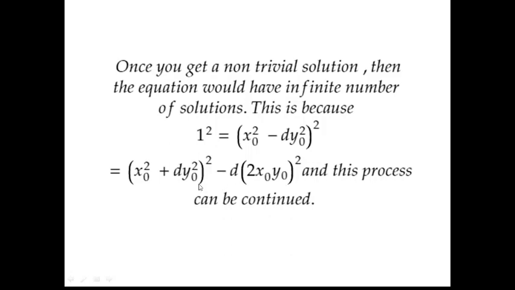See, expanding this you will get x naught squared squared, which is x naught power 4, plus d squared y naught power 4, plus 2d x naught squared y naught squared minus 4d x naught squared y naught squared, and that is (x naught squared minus d y naught squared) whole squared. Once you get this value, name it x1, and this value y1, then you can get x2, y2 again by repeatedly applying this process. So hence you have proved this. Now moving on.